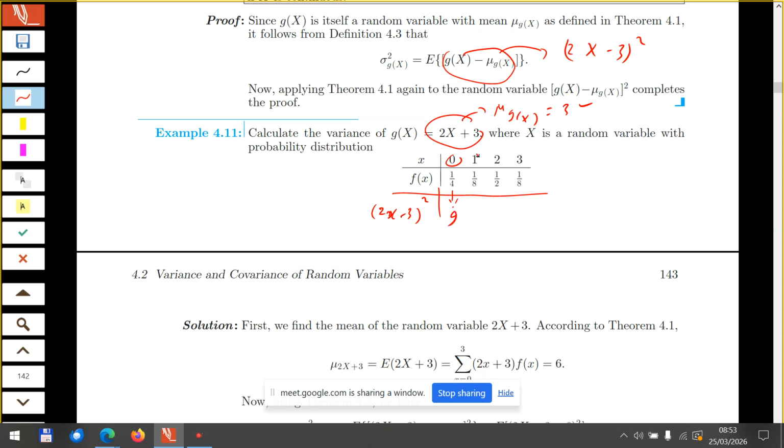What do I do here? That is 2 times 1, which is 2. 2 minus 3 is minus 1. Minus 1 squared is 1. And 2 times 2 is 4. 4 minus 3 is 1 again, so it will be 1 again. And 2 times 3 is 6. 6 minus 3 is 3. 3 squared is 9, right? So 9, 1, 1, 9. What do we do next?